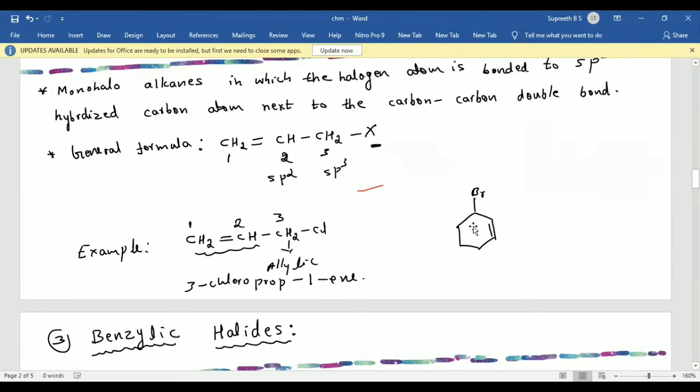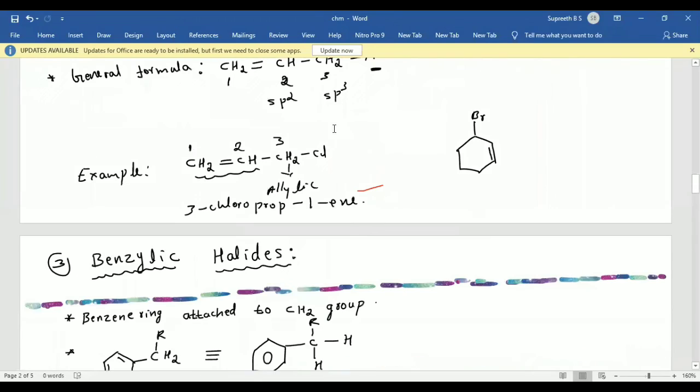So then go for the hybridization of these carbon atoms. What is the hybridization of this carbon atom? Just number it: first carbon, second carbon, and third carbon. What is the hybridization of the first carbon atom? What is the hybridization of the second carbon atom? What is the hybridization of the third carbon atom?